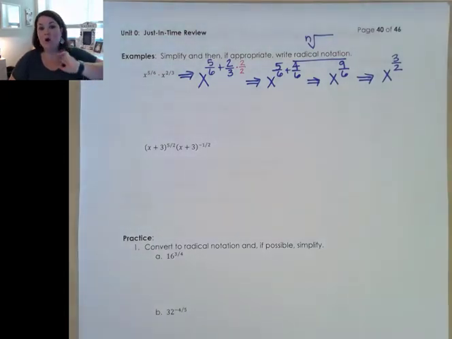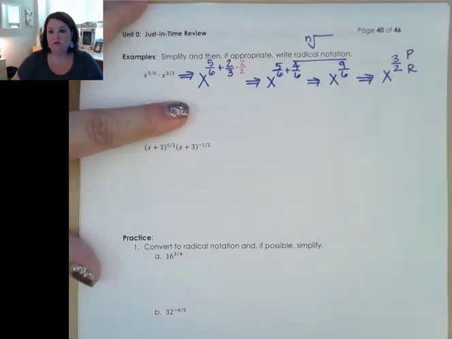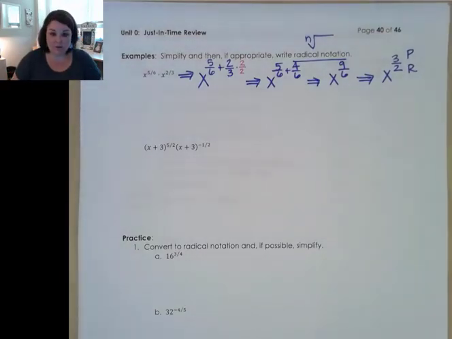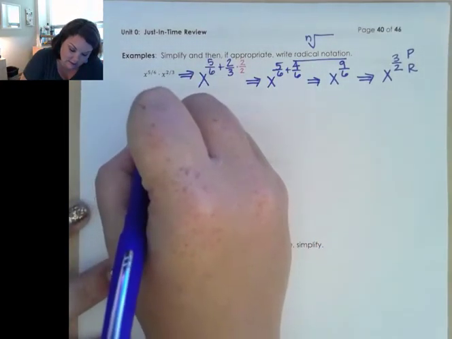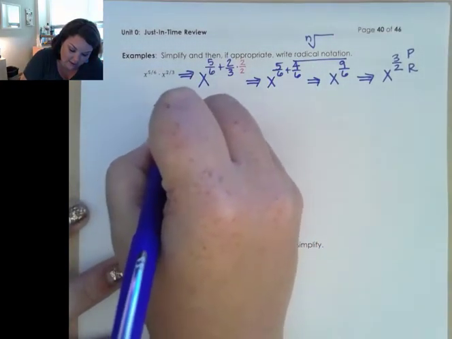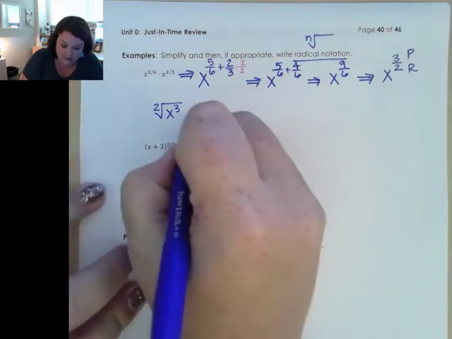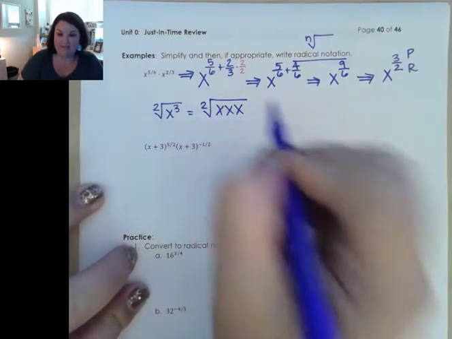So power over root. This is my power. This is my root. So I'm taking x cubed and I'm taking the square root of it, right? So I'm going to go ahead and say this is the square root of x cubed, right? Or in other words, this is the square root of x times x times x, right?